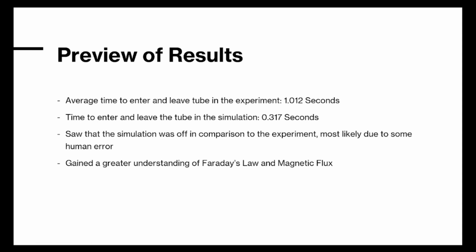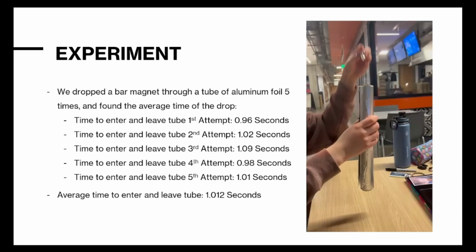So, a preview of the results. The experiment time was around 1.012 seconds for it to enter and leave the tube, but the simulation time was around 0.317 seconds. It's a lot shorter. That's probably due to some human error on our part. And from this whole lab, from all our results, we did gain a greater understanding of Faraday's law and magnetic flux and other concepts that relate to them.